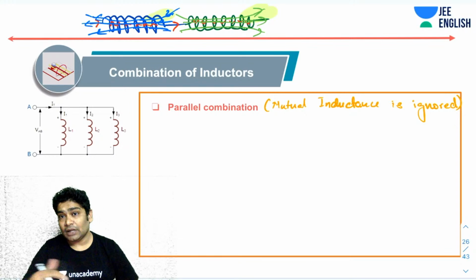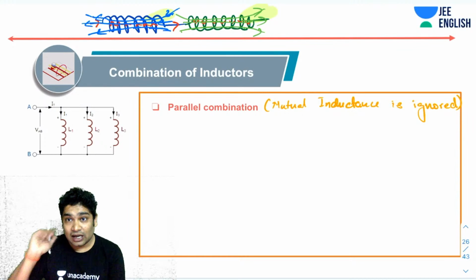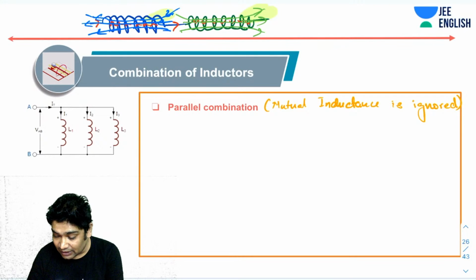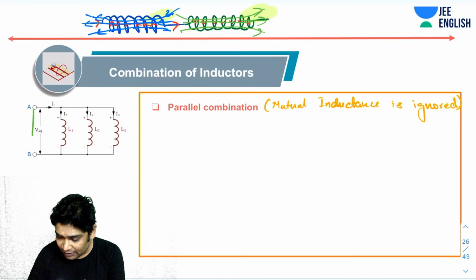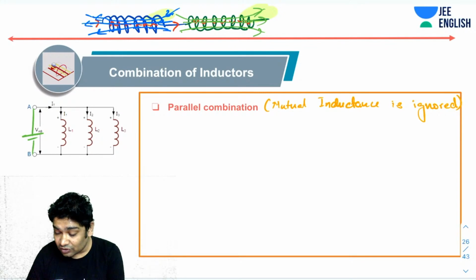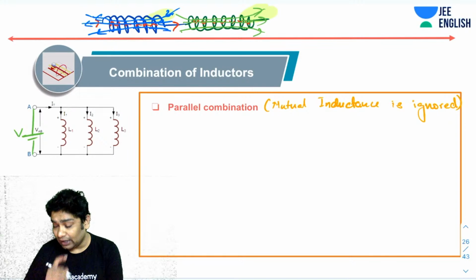Okay. So again, as I said, I am ignoring the mutual inductance. Now I will imagine that a battery is being connected. The battery has a voltage V again, and some current I is flowing. I1 is going through inductor number one, I2 is going through inductor number two, and I3 is going through inductor number three.